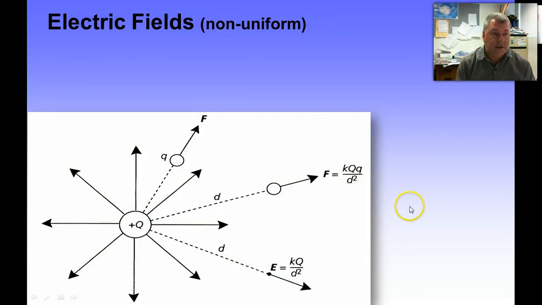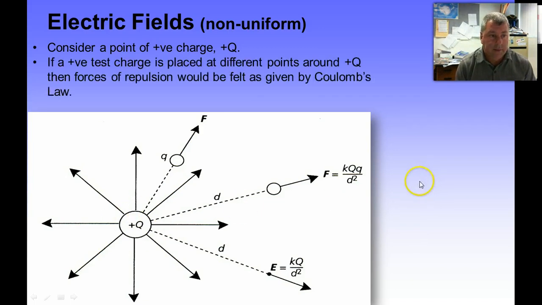And so let's have a look at it. This is for non-uniform, so radial in other sense. We consider a point of positive charge here, Q plus. And if we put a positive test charge at different points, for example here, then there is a force of repulsion, because that's an imaginary positive charge, so the force would be in that direction, and the electric field strength is given in that direction as well by KQ on D squared.